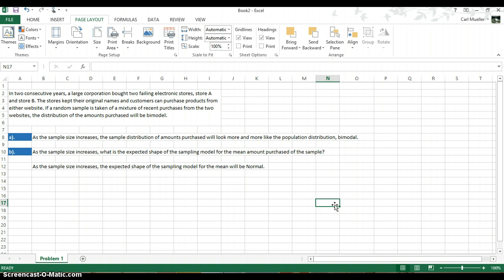And so we'll look at part A real quick right here. As the sample size increases, the sample distribution of the amounts purchased will look more and more like the population distribution, bimodal. So what is bimodal? Well, bimodal is essentially the key word, or root word rather, for two. So there's 2 peaks to this.